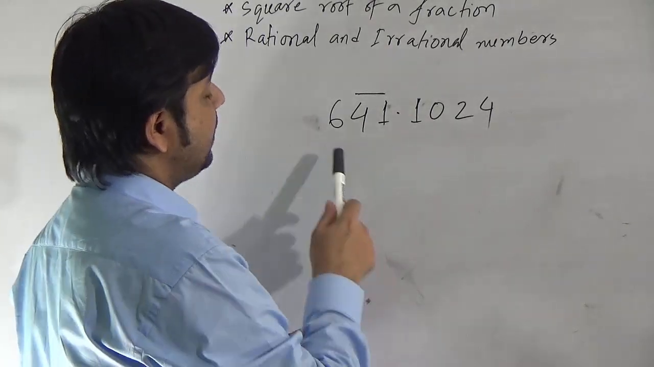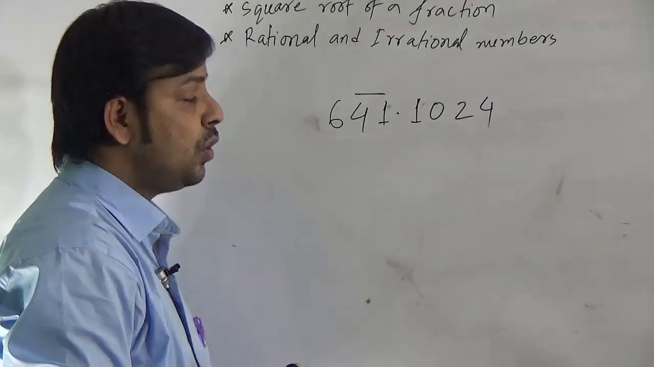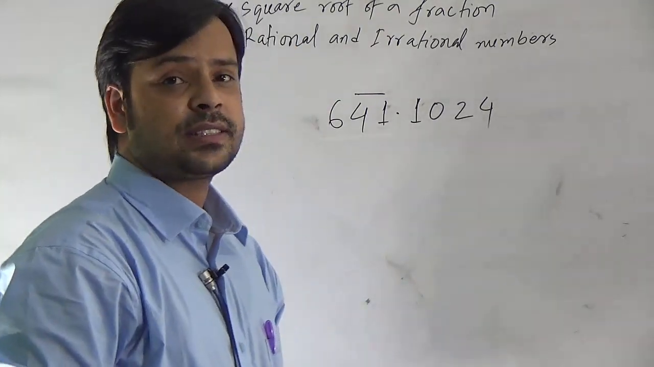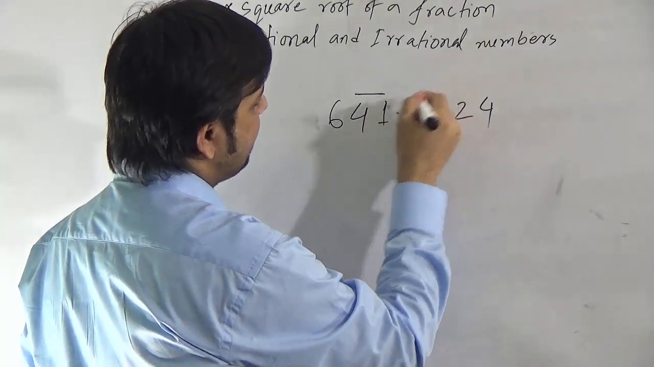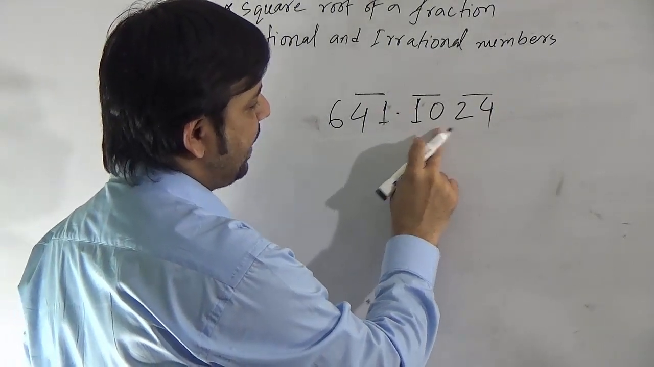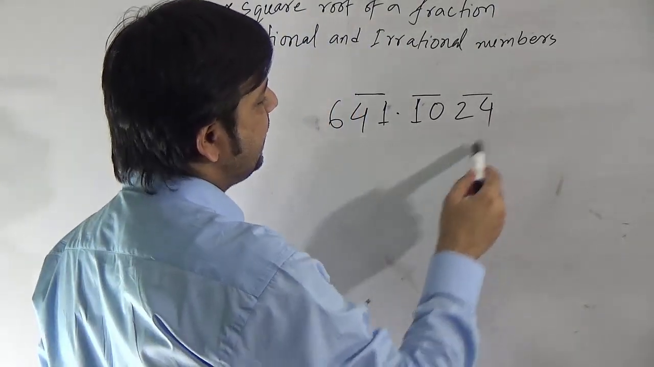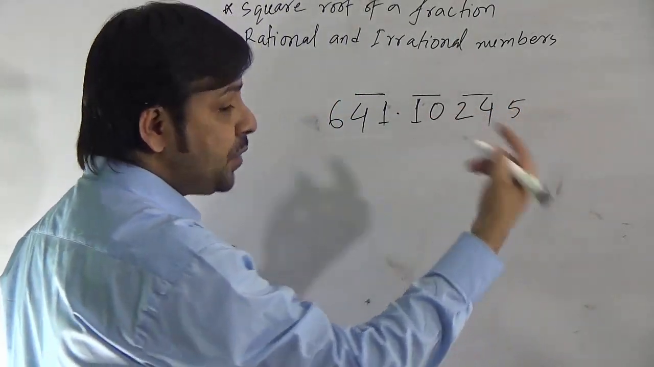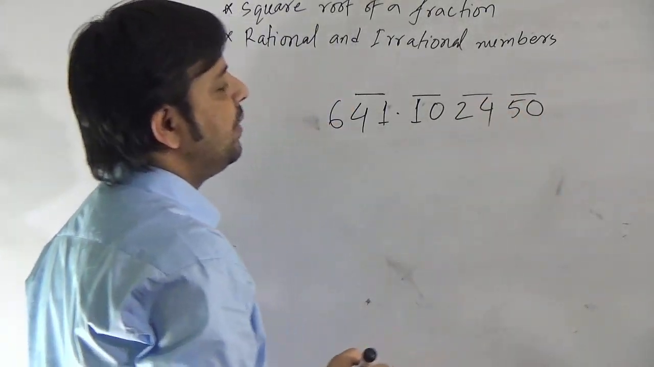But this number has digits after the decimal. So we should use this bar sign after the decimal also. To use this sign, we have to take each pair from left to right. So we can write 1, 0 is a pair, 2, 4 is another pair. If there is another digit after this digit, suppose here is 5, then we have to take a bar. How can we take the bar? After the decimal, we can use a 0 here and we can write this in this way.